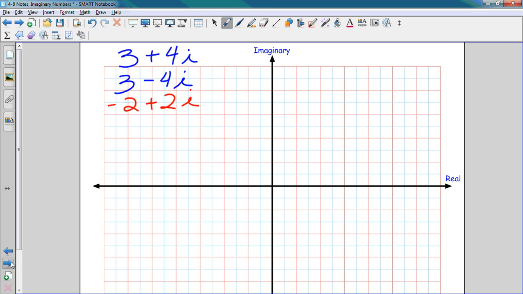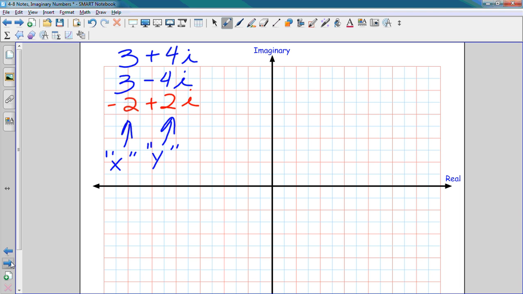Well, in a regular XY plane, the horizontal line is your x and the vertical line is your y, right? Well, when we're talking imaginary numbers or an imaginary grid, the horizontal line is the real number. The y-axis is your imaginary number. So we just consider this to be our x, and we consider this to be our y.